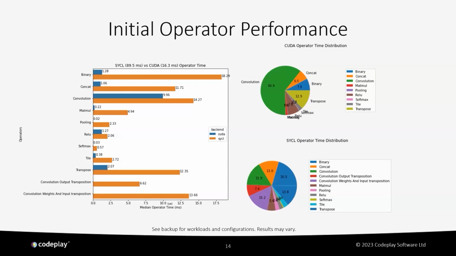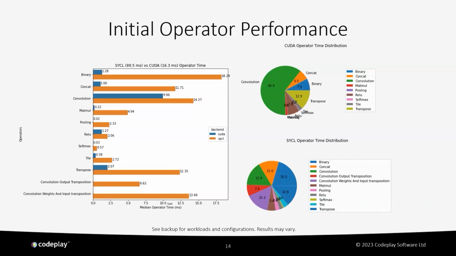So our initial performance was less than desired. At the top of the chart, you can see that the time taken to execute all of the operators was 90 milliseconds for the SYCL backend and about 16 milliseconds for the CUDA backend, which is about 4 times slower, which we can certainly do better on.